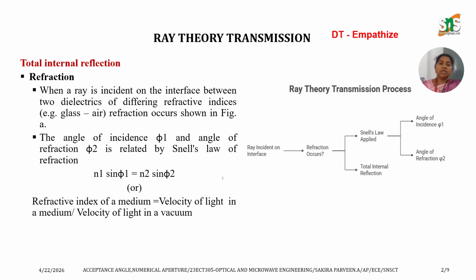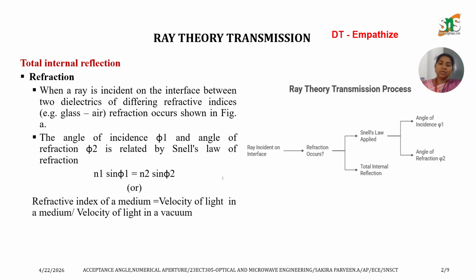So in ray theory transmission, we should concentrate on four features. The first one is total internal reflection. Second one is skew rays. Third one is acceptance angle, and the last one is the numerical aperture. Let me see one by one in a design thinking manner too. Design thinking has 5 phases: empathize, define, ideate, prototype, and testing. Let me see one by one. First is about total internal reflection.